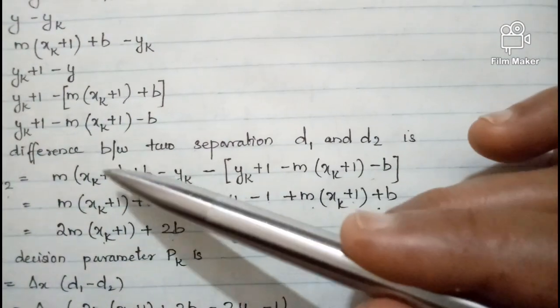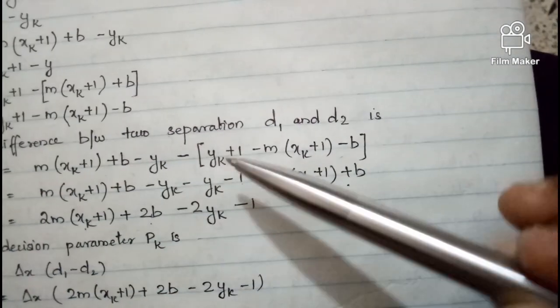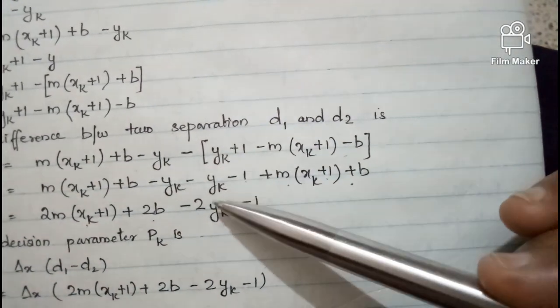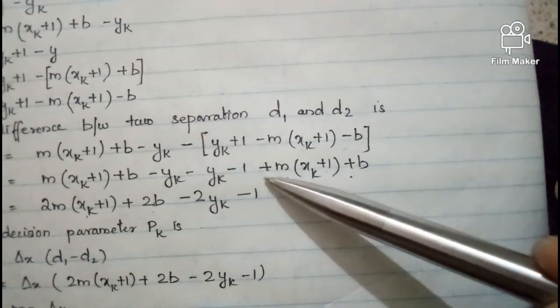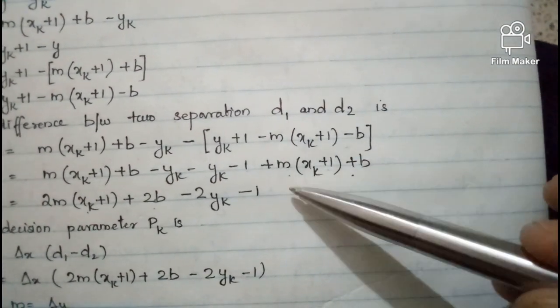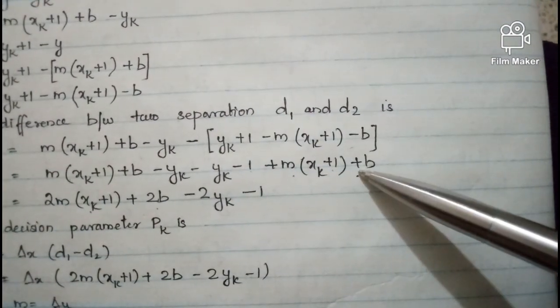Now, mxk plus 1 plus b minus yk. Now minus of yk will become minus yk. Minus of 1 is minus 1. Minus of minus, this term will become plus, so it is plus mxk plus 1. Again minus of minus, this will become plus b.